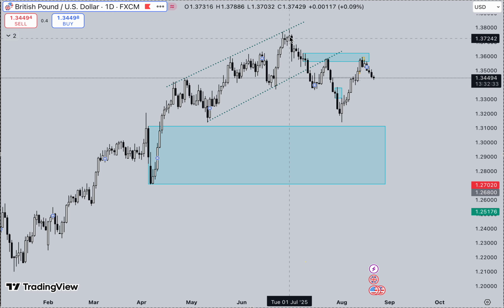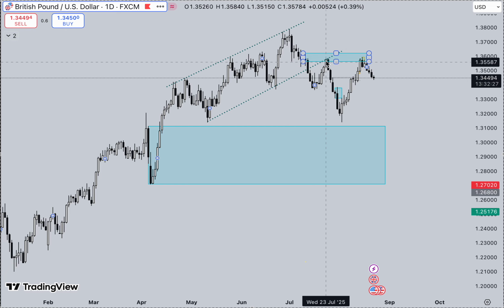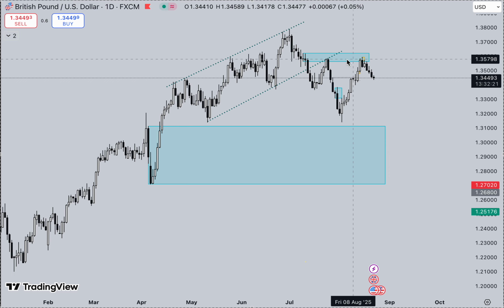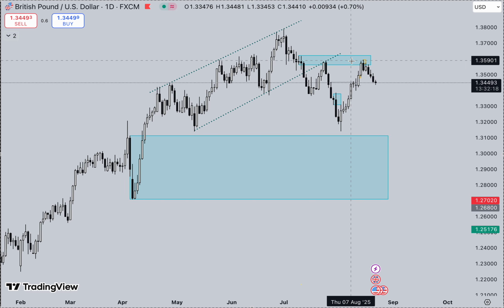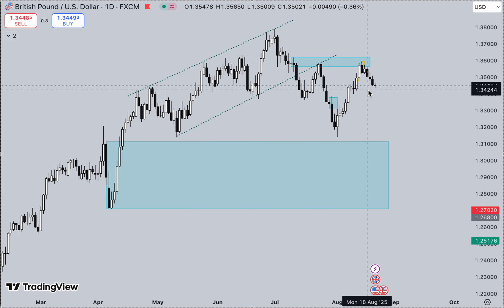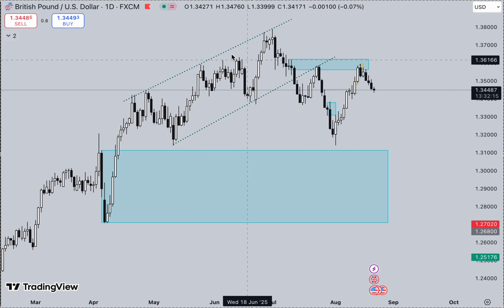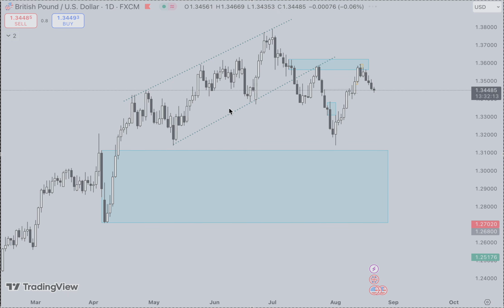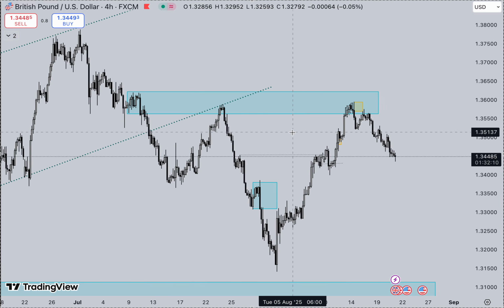Here there was a change of character low, and it broke. On the retest of this imbalance, it sold off again. Now we've come here and grabbed liquidity. Once you grab liquidity, you can start looking for short positions into this daily imbalance. Now we've gotten there, and we just want to see what happens from here.